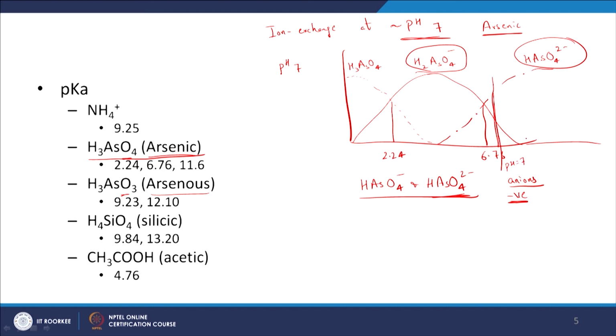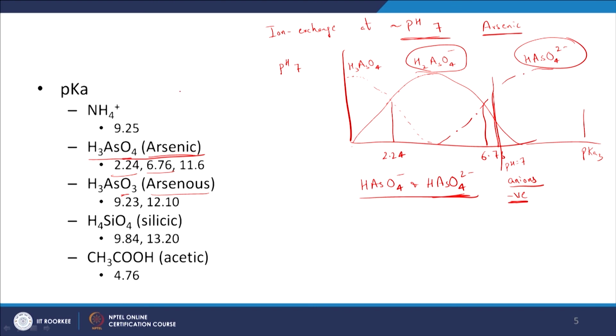So, what is this graph about? This is for a triprotic acid. I have not drawn the pKa value for the third case, or the pKa 3. I am just limiting myself to 2.24 and 6.76. So, H3AsO4, as it keeps decreasing, H2AsO4 minus keeps increasing, and as that again further decreases, you are now going to have HAsO4 2 minus.